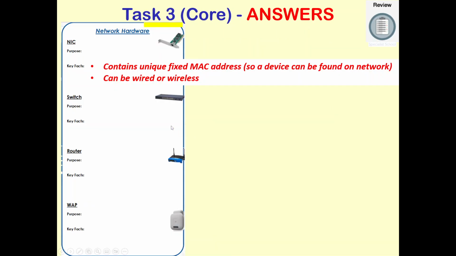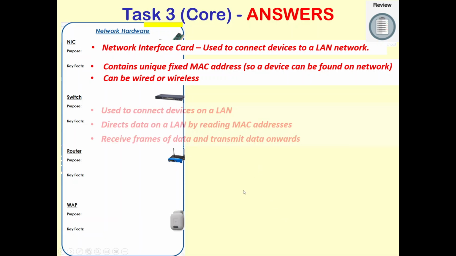Okay, checking your answers. Network interface card is used to connect devices to a LAN, and it has a unique fixed MAC address, so a device can be found on the network, and it can be wired or wireless. Switch, it connects all the devices together on the LAN. It directs data on the LAN by reading the MAC address of data, and it receives frames of data and transmits it onwards.